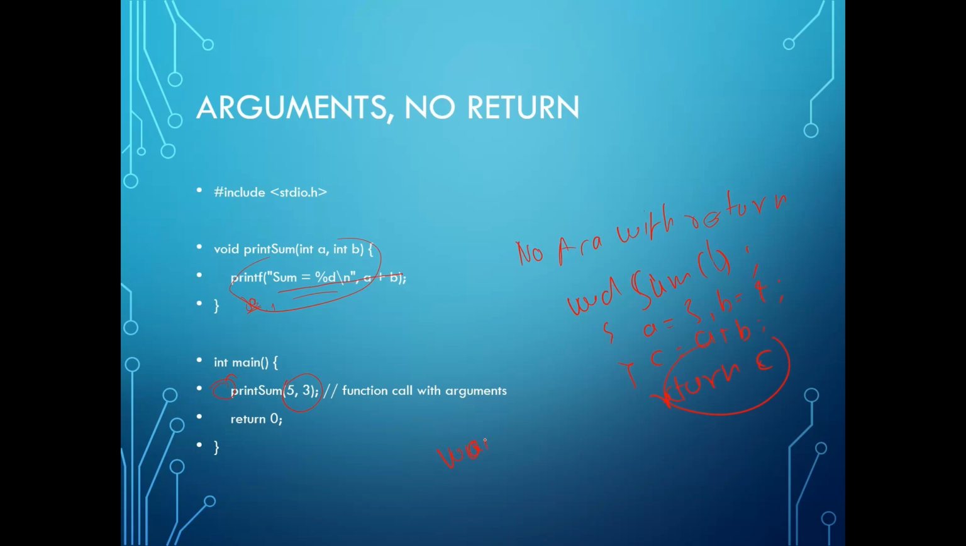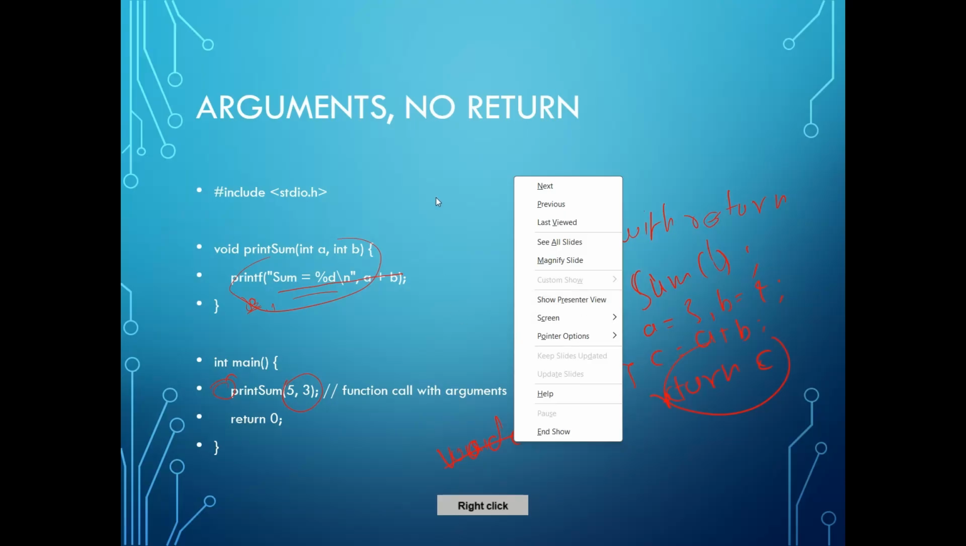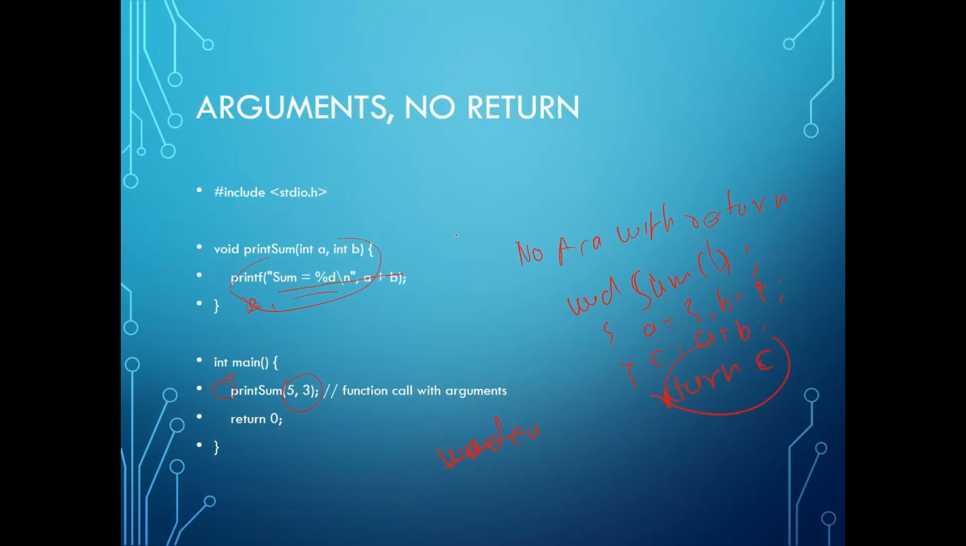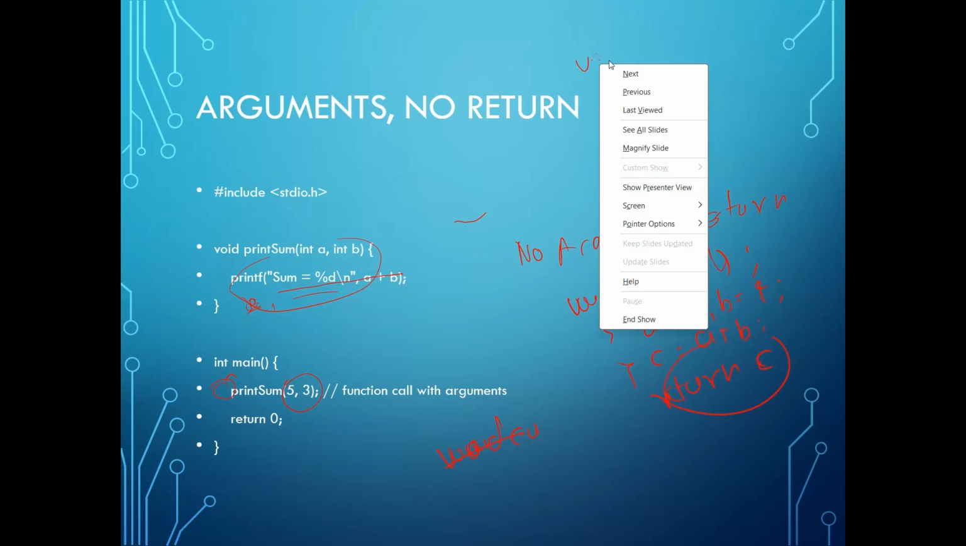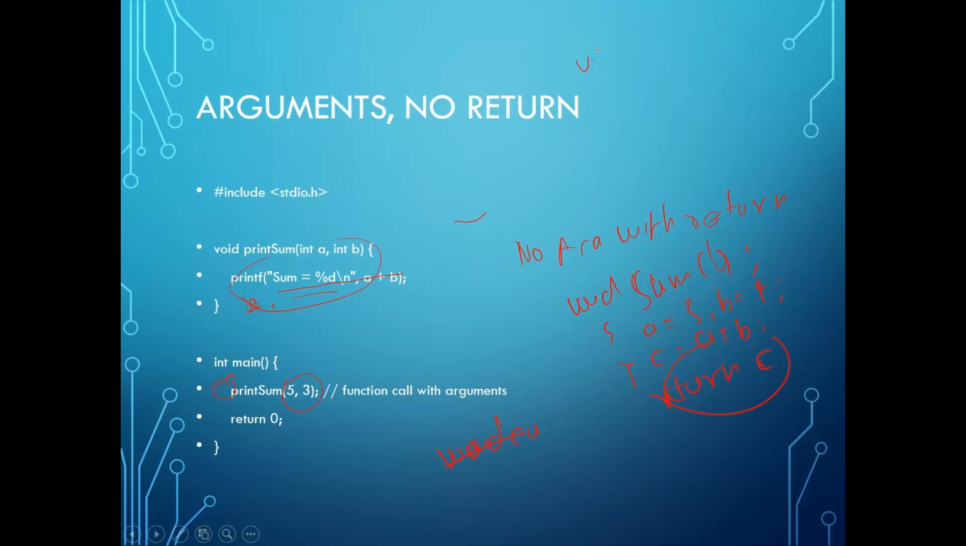Similarly, if you are doing subtract, my bad. Here we got int A, int B, so we got these two values. So C is equal to A minus B, and we return C. So this is with the argument and with return. This is how you will define it.